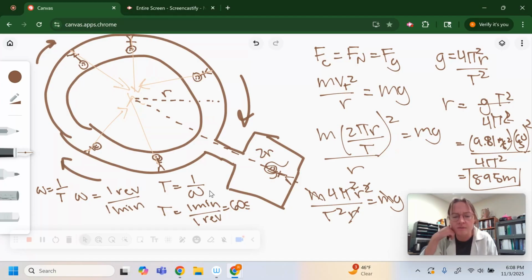Here's a question for you. If Karen is in her private suite 2r away from the center of the rotating space colony, then what would Karen say that her weight feels like? Would she say, my weight feels like it's more than usual?